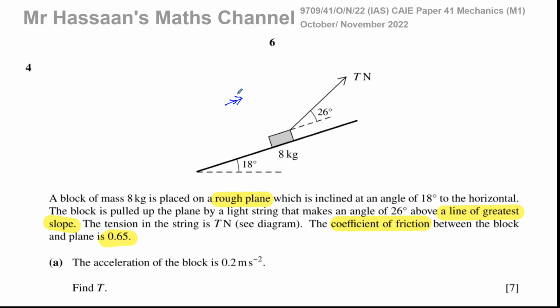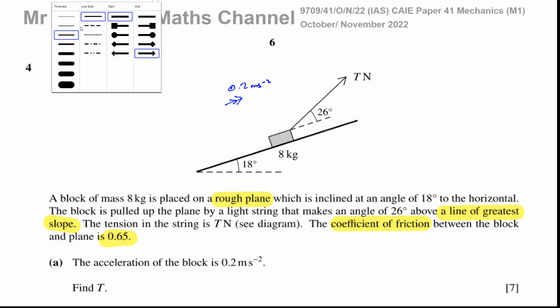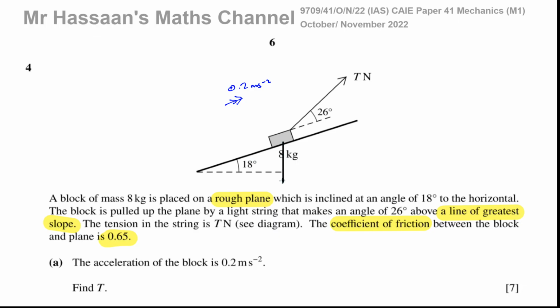All right, so here we have a situation where this block is being pulled up the plane. The acceleration of the block is 0.2 meters per second squared, and it's being pulled up the plane by this force here. So what we should always do in all these types of questions is draw the forces acting on the object. So we have here, of course, its weight going to act vertically downwards. That is 8g newtons.